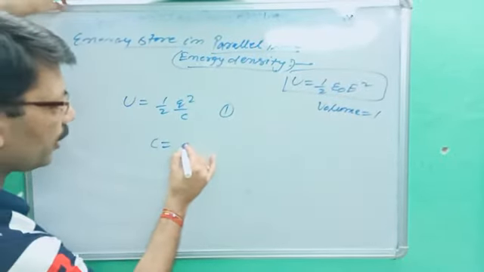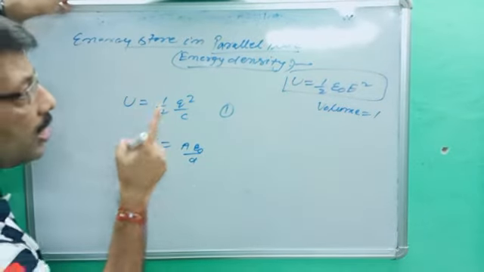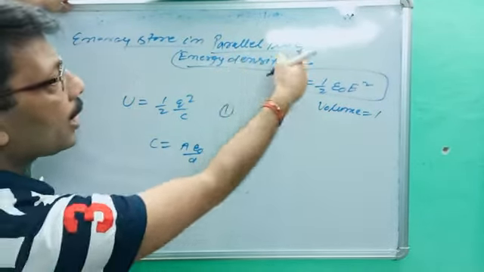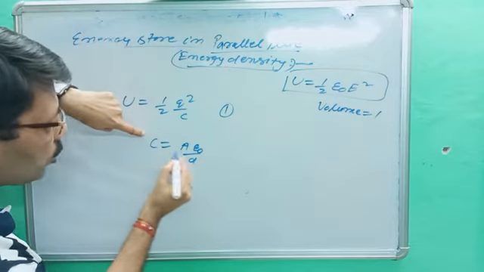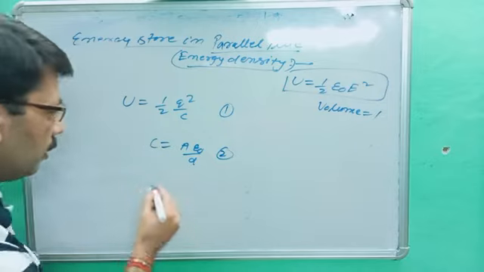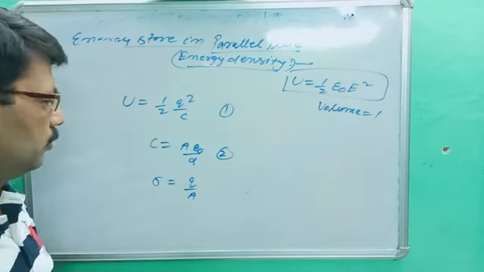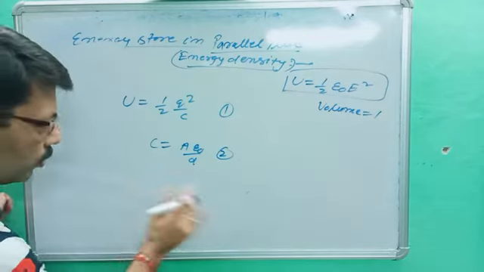C is equal to, you better know, A epsilon naught upon D. In the place of C, we are going to put this, because we are trying to get the formula for a parallel plate, and for a parallel plate C is equal to A epsilon naught upon D. This is equation number two. Third point, sigma is equal to Q upon A.